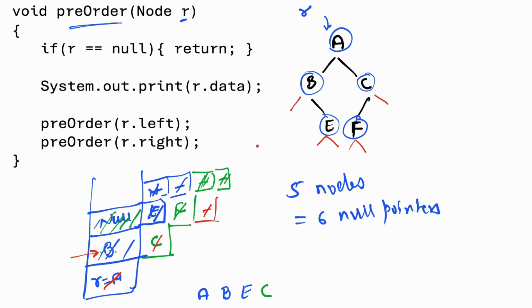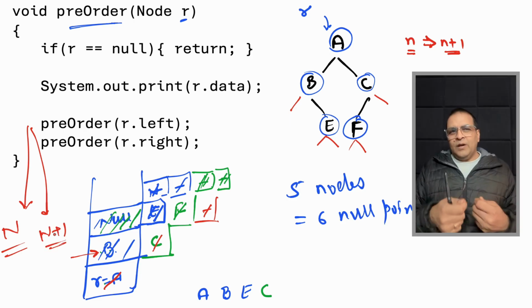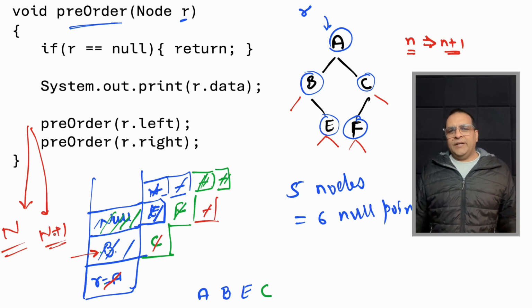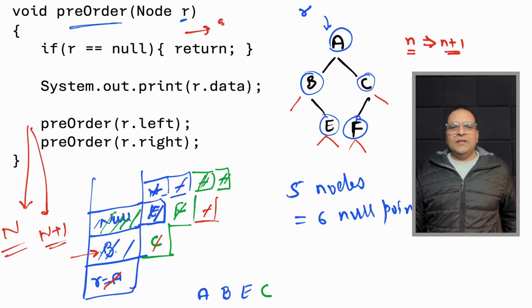This is true for all n. If there are n nodes in a binary tree, then the number of null pointers in the binary tree will be n plus 1. It means that the preorder function will be called n times for valid nodes, and n plus 1 times for null values, because we are calling this preorder traversal function for all the pointers. Therefore, the total number of times this preorder traversal function gets called will be 2n plus 1. Because 2n plus 1 is order of n, we say that the time complexity is big O of n.